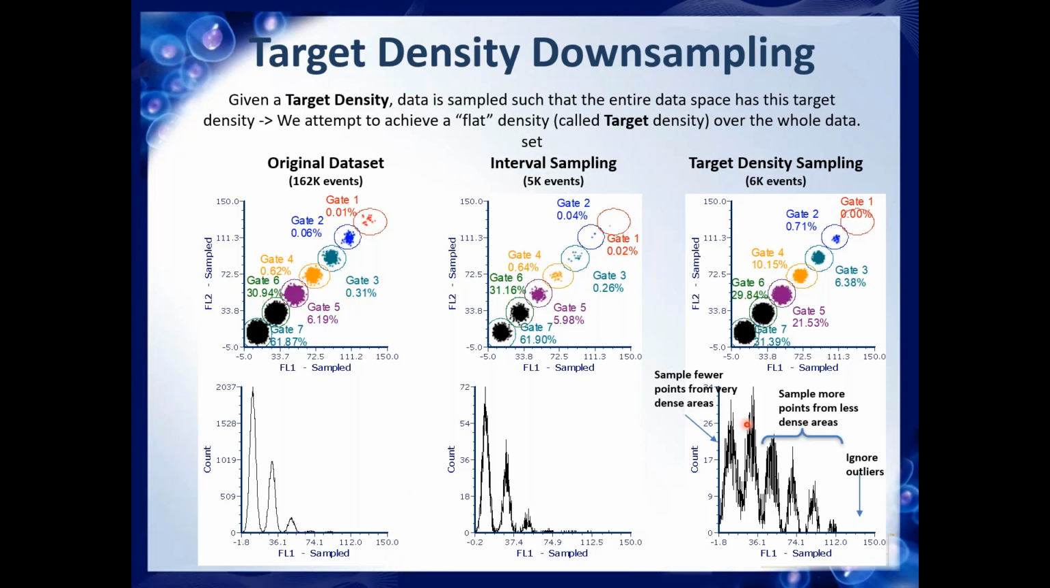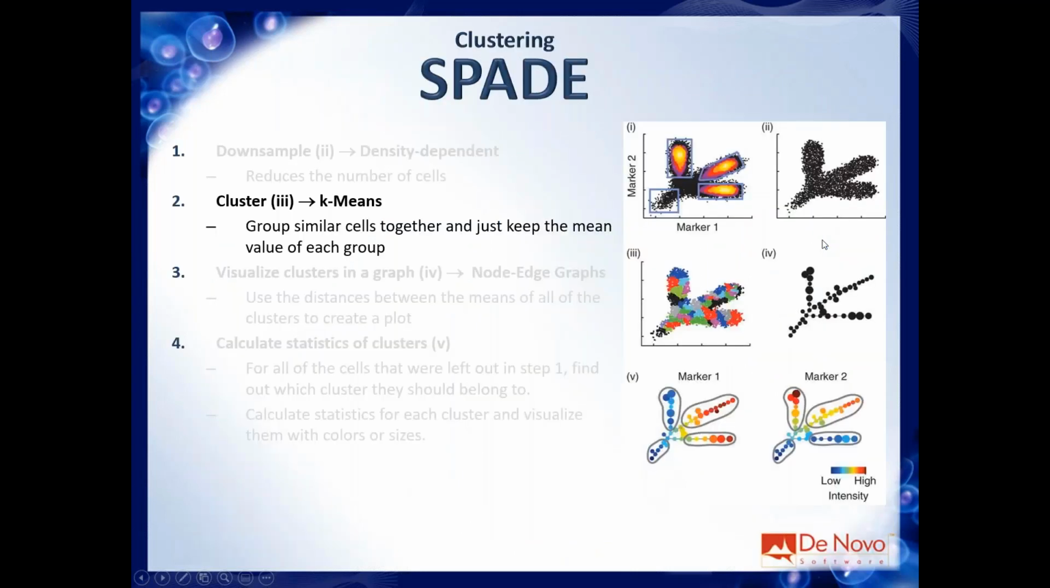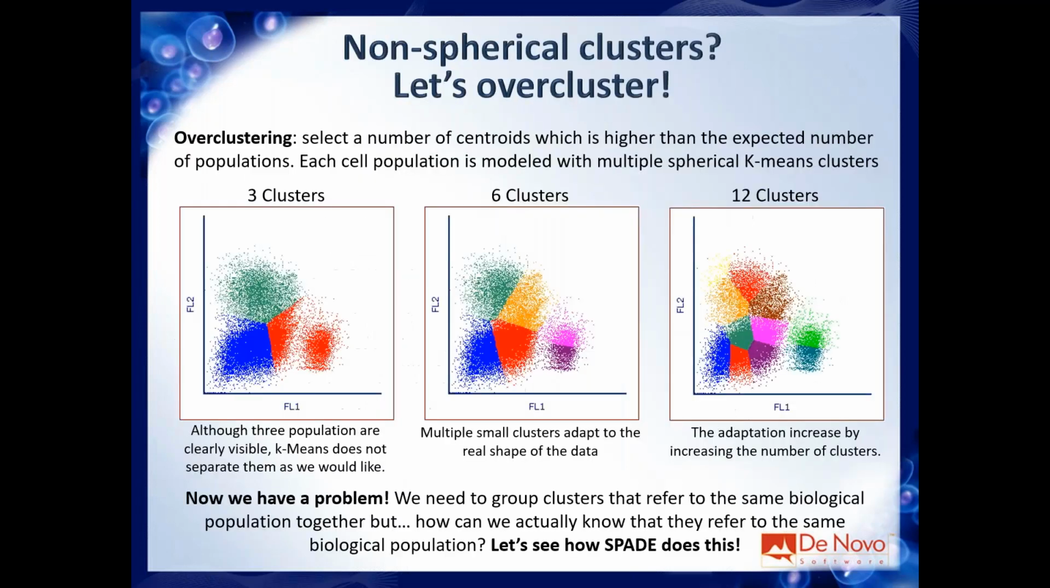So the clustering will be performed on this sampled dataset, what you see on the right. Then clustering, we already know that clustering is performed with K-means clustering. We already know K-means, it's very fast. It requires you to define the number of clusters. It relies on Euclidean distance, so it works pretty well with round-shaped populations. And again, this is unfortunately not the case in flow cytometry, but there is a solution.